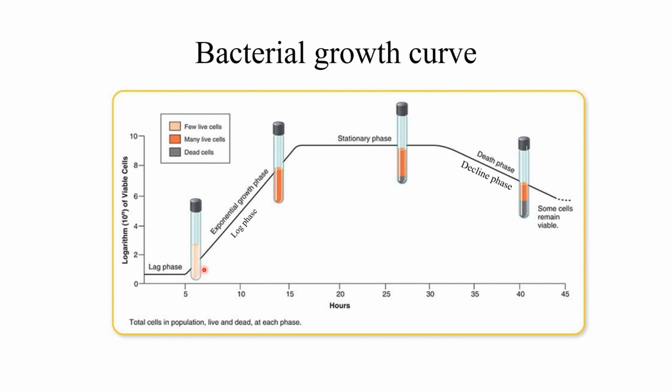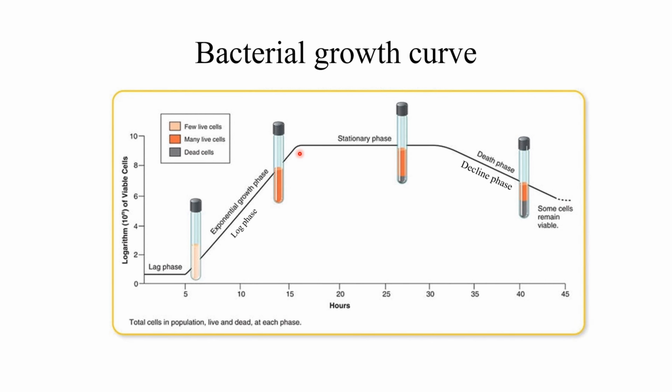And just after this lag phase, you can see this is the log phase or exponential phase. During this phase, the bacterial growth will increase exponentially. And during this time, the number of bacterial multiplication will be maximum. So you can see the bacterial viable count will increase exponentially.